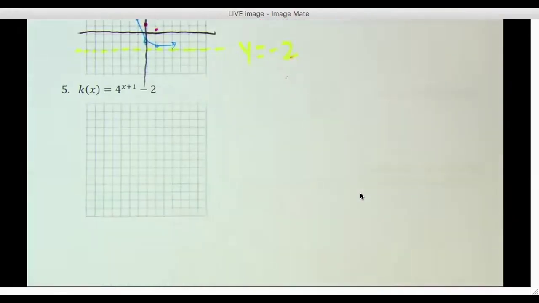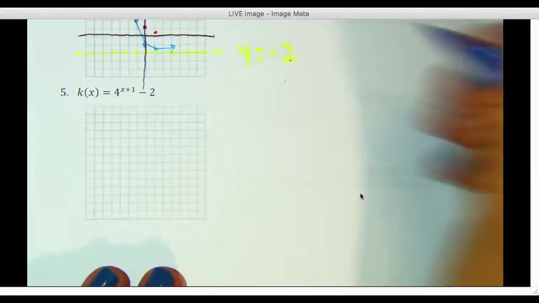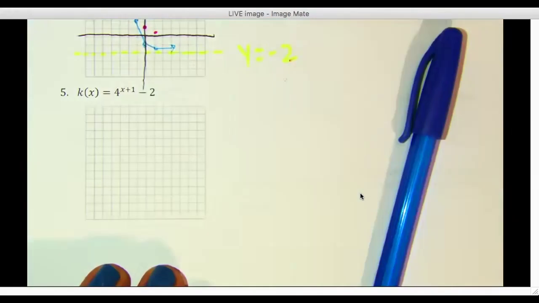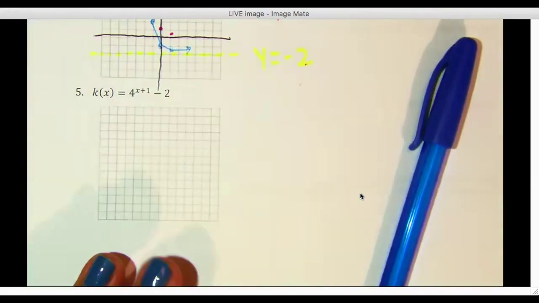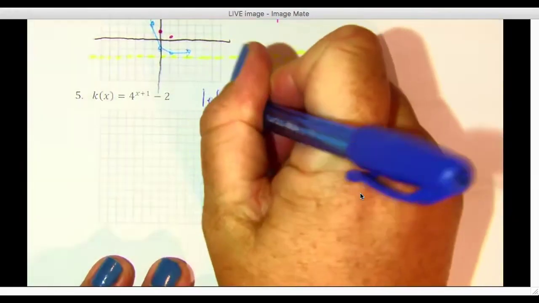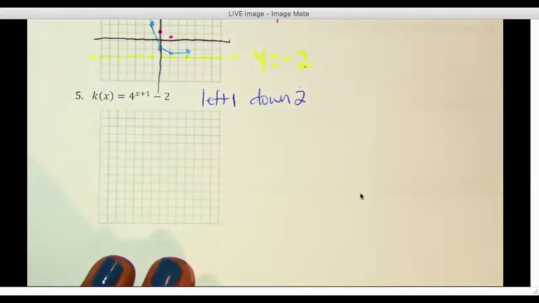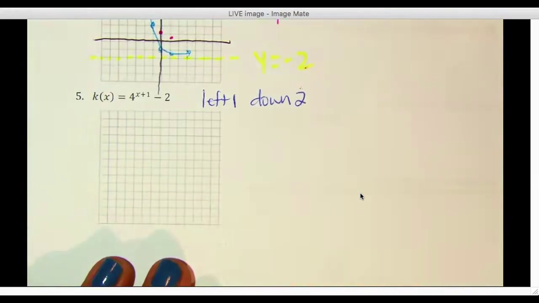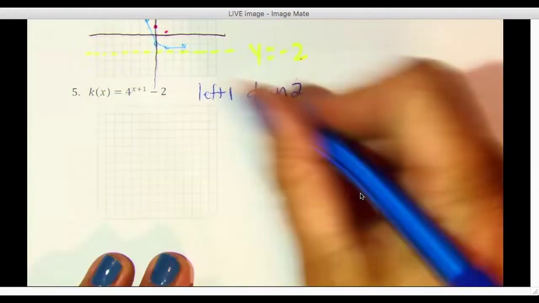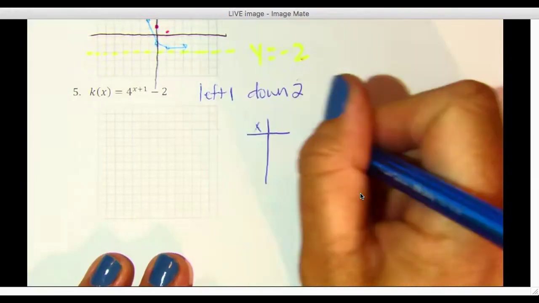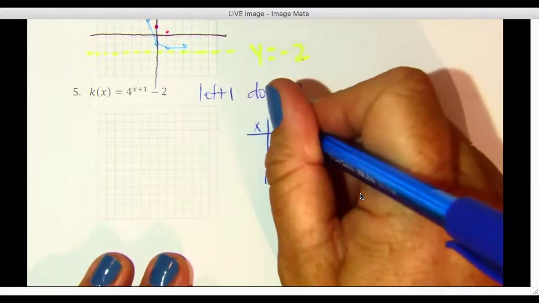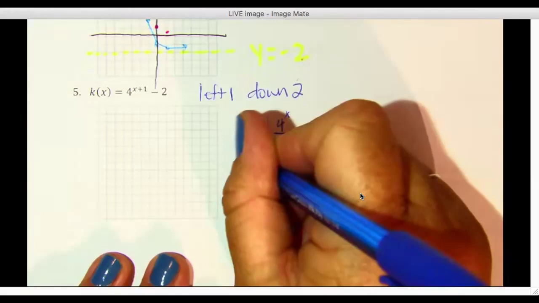All right, one more example, and then I think we'll end this video there and kind of cut this section in half. Here I have 4 to the power of x plus 1 and then -2. That +1 in the exponent shifts my graph to the left 1. And then the -2 is down 2. All right, so I'm going to go ahead and make a table real quick. X, and I'm going to do 4 to the power of x, -1, 0, and 1.